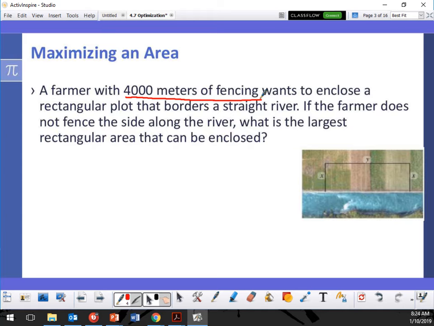Okay, wants to enclose a rectangular plot. Rectangular gives me a good shape, right? That borders a straight river. The farmer does not fence the side along the river. What's the largest rectangular area that can be enclosed? That means it's going to be area, right? I already have a picture in your notes for this so you can see a good diagram of what this is going to be.